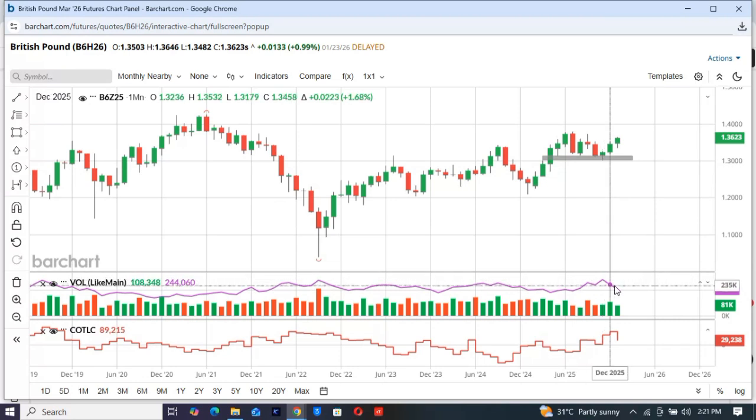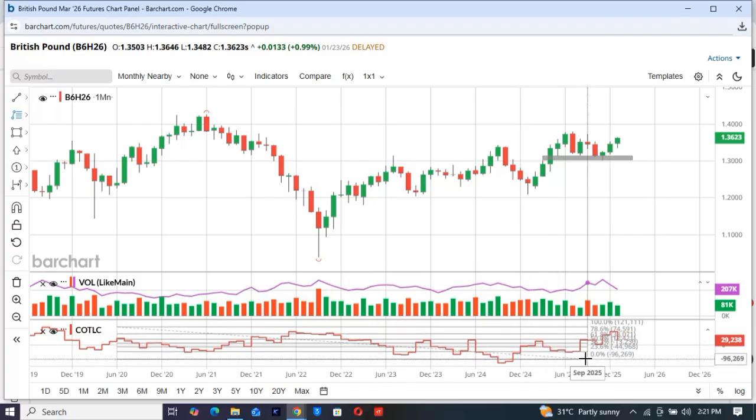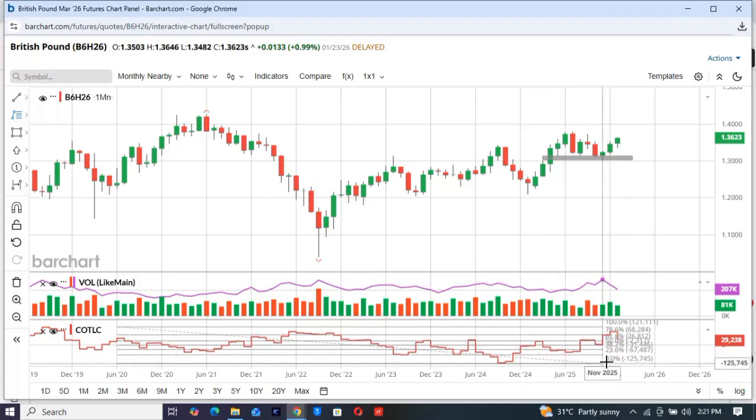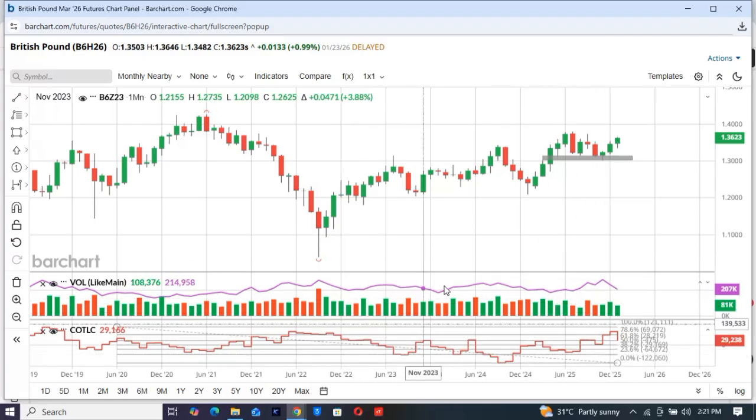That is saying the commercial hedgers were now going for longs. And looking also at the COT data, we see price is quite above the 50% level. This on its own is not an indicator.